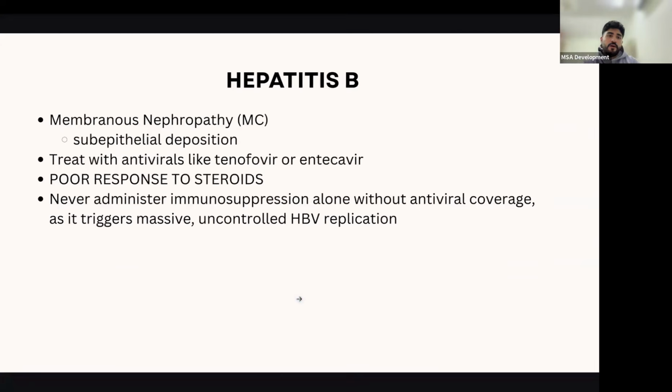Now, hepatitis B, honestly, if you guys want to remember 2 things, you need to remember it will cause membranous nephropathy and you treat it with antivirals. And one other thing, it does not respond to steroids at all. Hepatitis B affecting the kidney, the kidney does not respond to steroids at all. And also, you do not administer an immunosuppressant without antiviral coverage. You're just going to make it worse for the patient. Why? Because you're going to trigger uncontrolled hepatitis virus replication. So again, membranous nephropathy, antivirals.